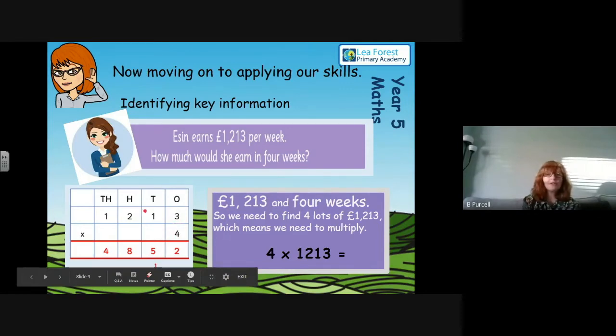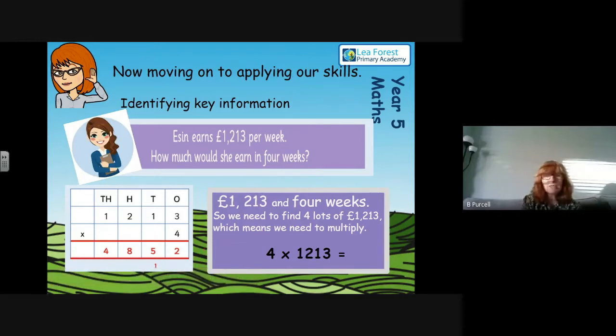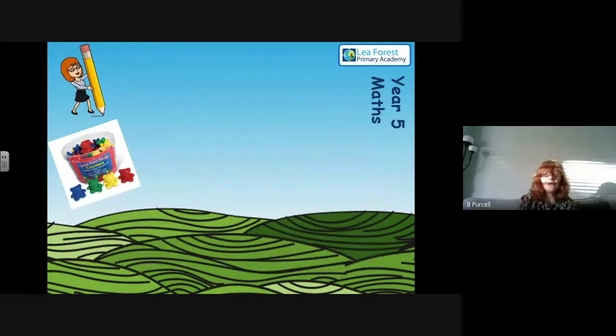4 times 1 is nice and easy 4, but we've got the 1 here that we carried, because that's really our tens column. So we add that. So we've got 5. 4 times 2 is 8, and 4 times 1 is 4. So over her period of 4 weeks, she would earn £4,852. And you may think that's a lot of money, but the taxman would take an awful lot of that too. Right, so I'm going to give this over to you.